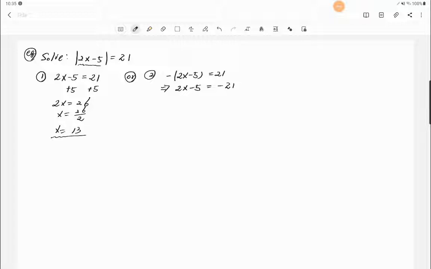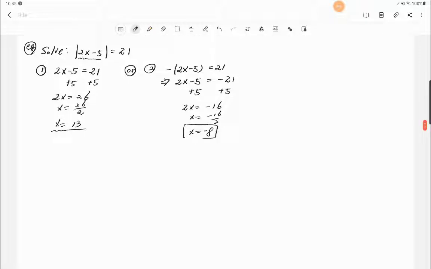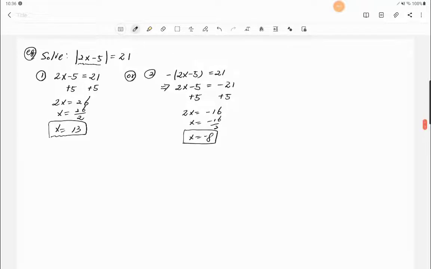And then from the right-hand side, we do the same thing. Plus 5 each side. Then 2x equals now negative 16. And then divide each side by 2. So x equals negative 8. So we found two values of x. So when we plug in 13 and negative 8, then the absolute value equation will be true.